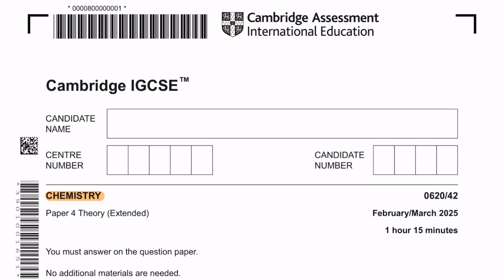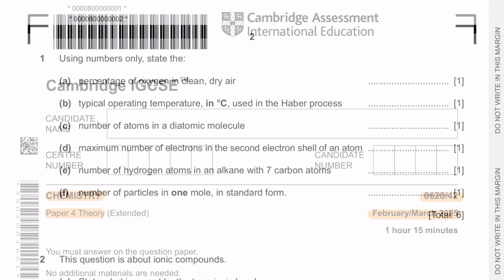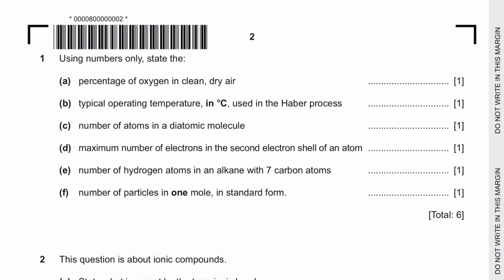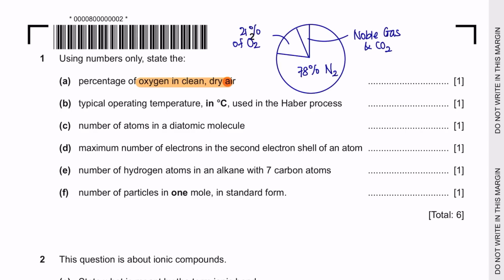This video is a tutorial on Chemistry Paper 4, Variant 4-2 from February-March 2025 examinations. Question 1. Using numbers only, state the percentage of oxygen in clean dry air. Now, the approximate composition of clean dry air consists of 78% nitrogen, 21% of oxygen, and the remainder is a mixture of noble gases and carbon dioxide.